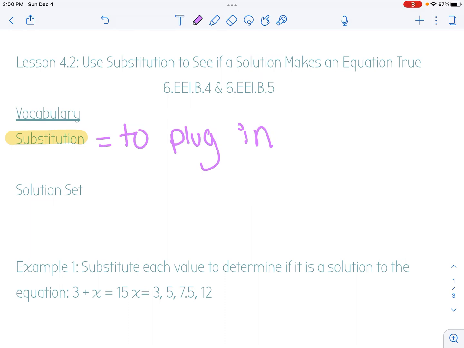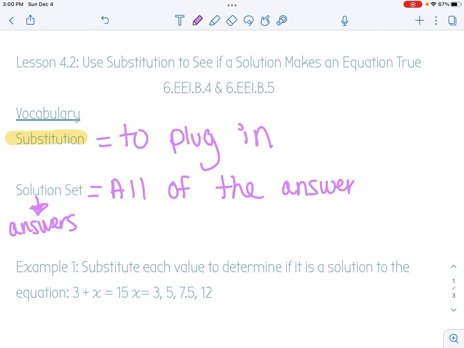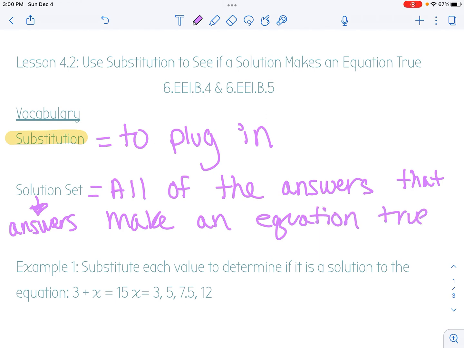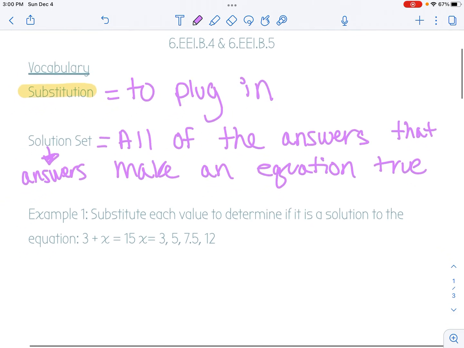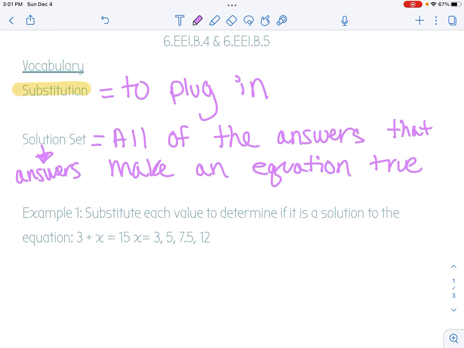The next term that we need to know is solution set. A solution set is just all of the solutions. Solution means answer. So all of the answers that make an equation true. So let's dive into an example so we can see some of these vocab terms.